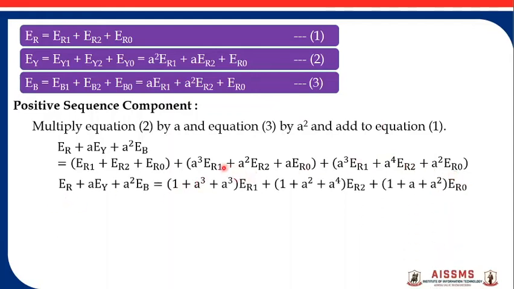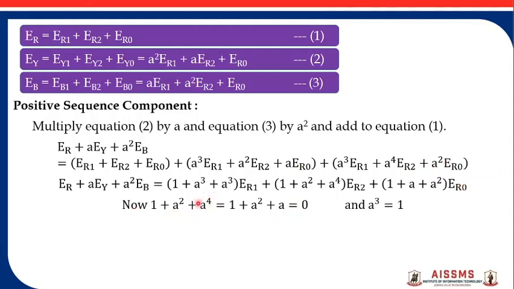So this E_R1 and this E_R1, we are going to take common, so this will become E_R plus a into E_Y plus a square into E_B, that is, this is the LHS. So (1 plus a cube plus a square) into E_R1 plus (1 plus a square plus a raised to 4) E_R2, plus (1 plus a square) into E_R0. Now 1 plus a square plus a raised to 4.